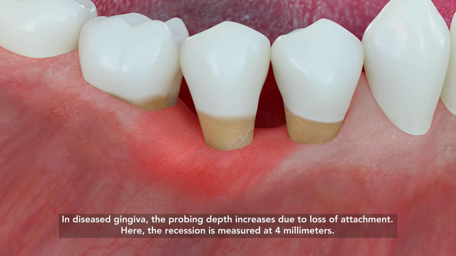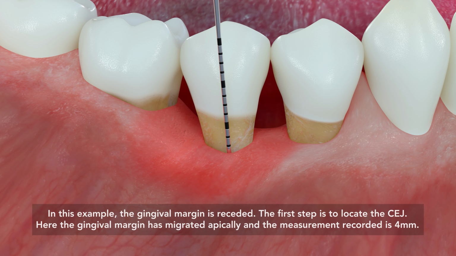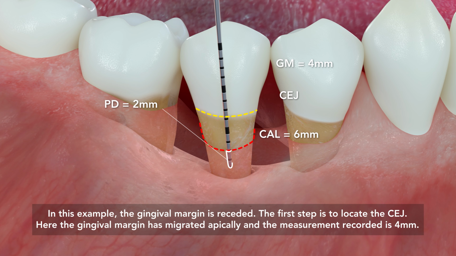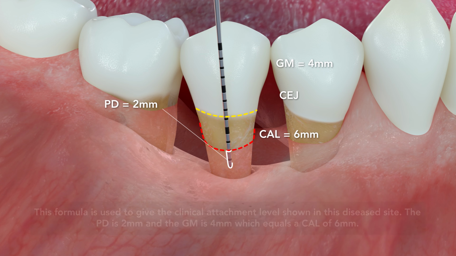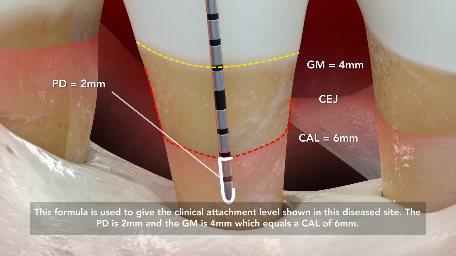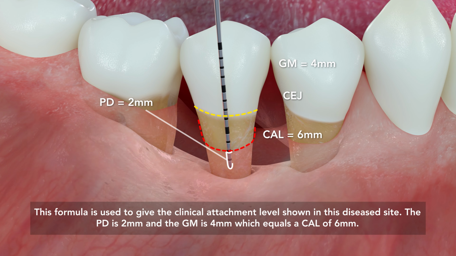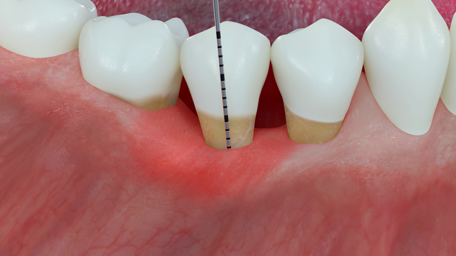In diseased gingiva, the probing depth increases due to loss of attachment. Here, the recession is measured at 4 millimeters. In this example, the gingival margin is receded. The first step is to locate the CEJ. Here, the gingival margin has migrated apically, and the measurement recorded is 4 millimeters. The formula is used to give the clinical attachment level shown in this disease site. The probing depth is 2 millimeters and the gingival margin is 4 millimeters, which equals a clinical attachment level of 6 millimeters.